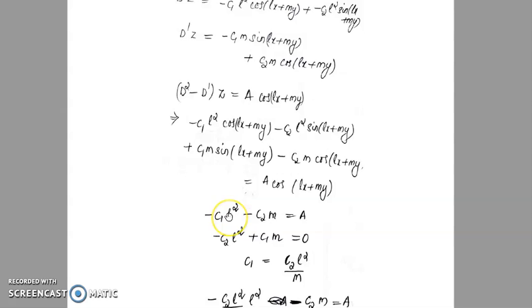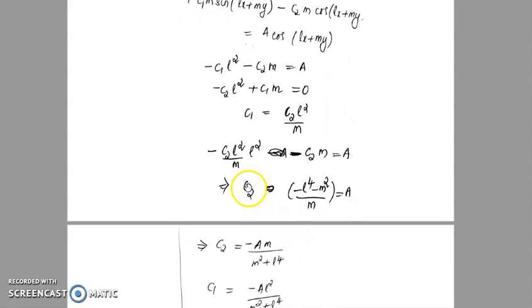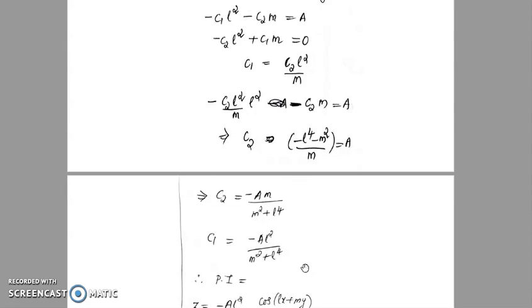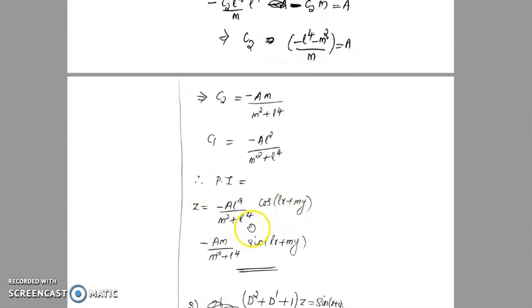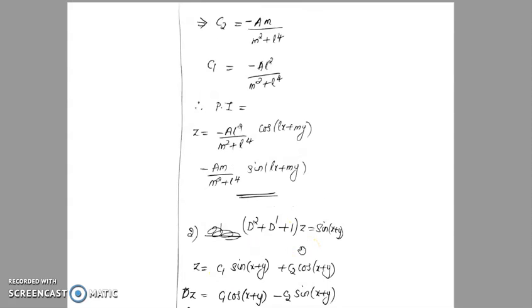So that will give minus c1 l square minus c2 m equal to a, and minus c2 l square plus c1 m equal to 0. So on solving we will get c1 equal to c2 l square by m and c2 equal to minus am by (m square plus l raised to 4). So that completes the particular integral. So substitute c1 and c2. So you'll get z equal to minus a l square by (m square plus l raised to 4) cos(lx plus my) minus am by (m square plus l raised to 4) sin(lx plus my).